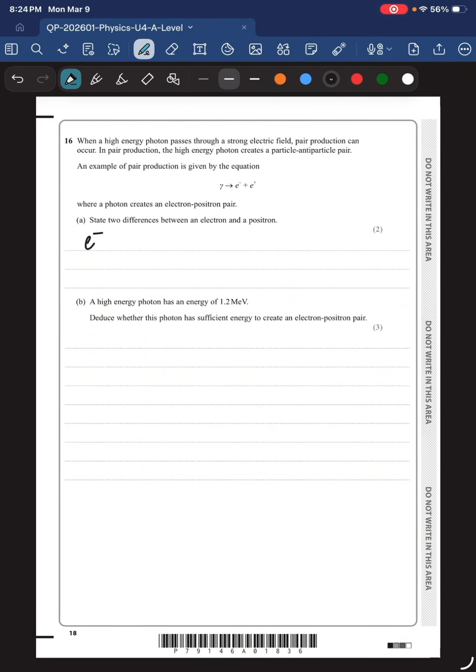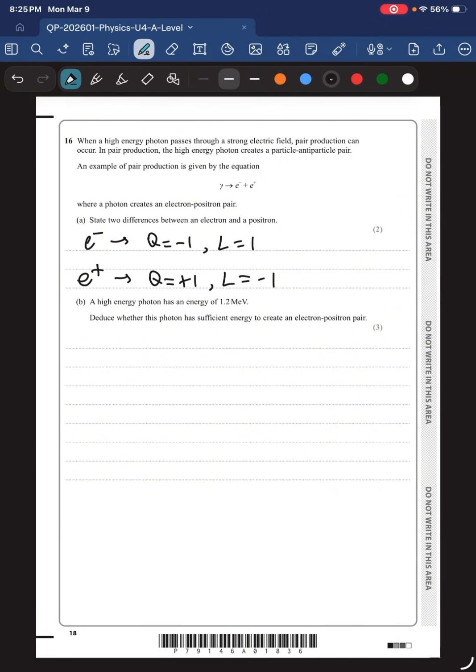So the electron has a charge of -1 and a lepton number of 1, whereas the positron has a charge of +1 and a lepton number of -1. Okay, so two differences. Right, B. A high-energy photon has an energy of 1.2 MeV. Deduce whether the photon has sufficient energy to create an electron-positron pair.